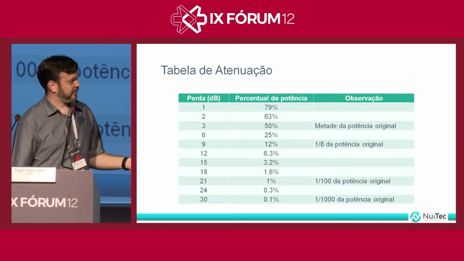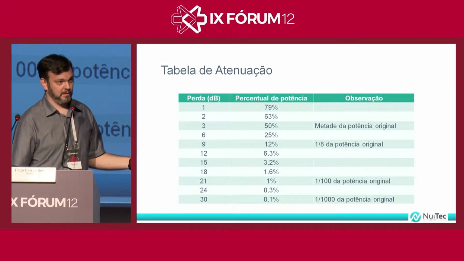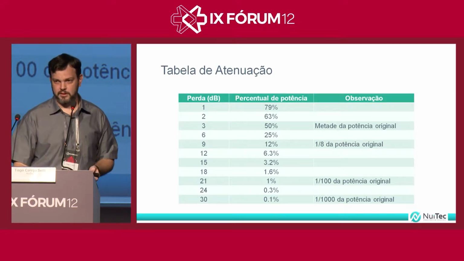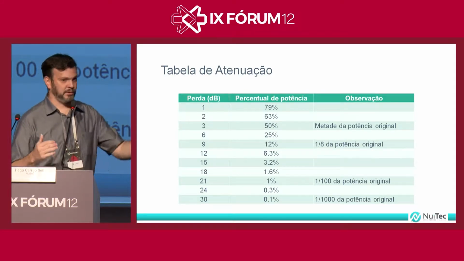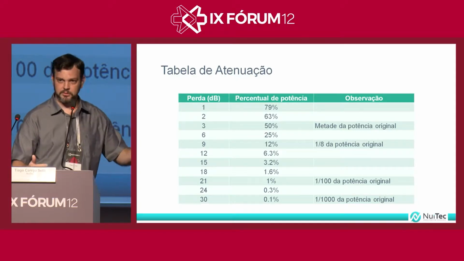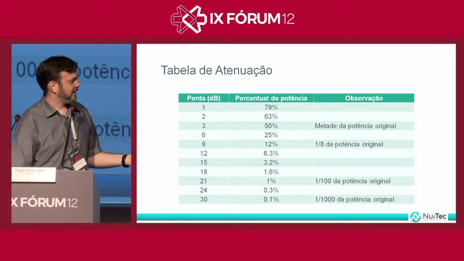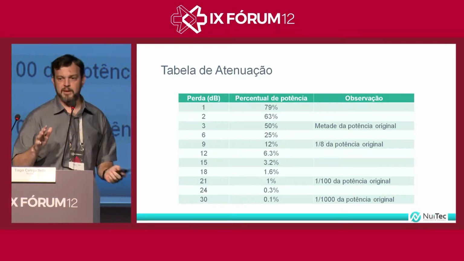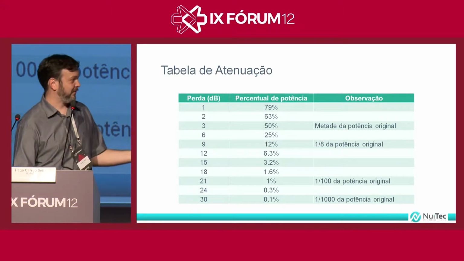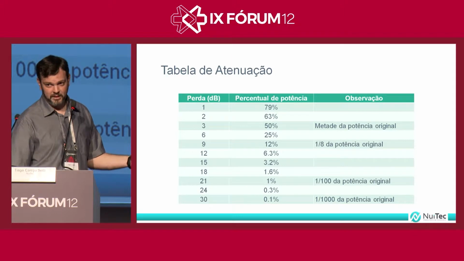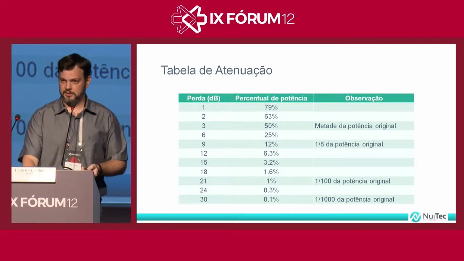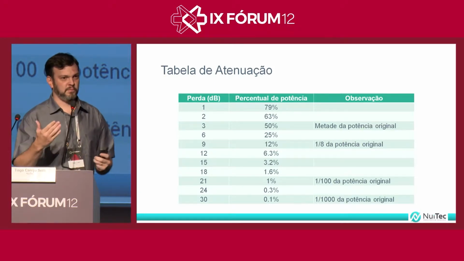And now you're going to logarithmic scale, and let's see where we'll end. With 21, you have 1% of your original light. So when you have 80 kilometers, 120 kilometers, trying to reach, we have 21, 22 dB. It's not 21, 22. Because 24 dB, the difference to 21 dB is vast. With 24 dB, you have 0.3% of light working.